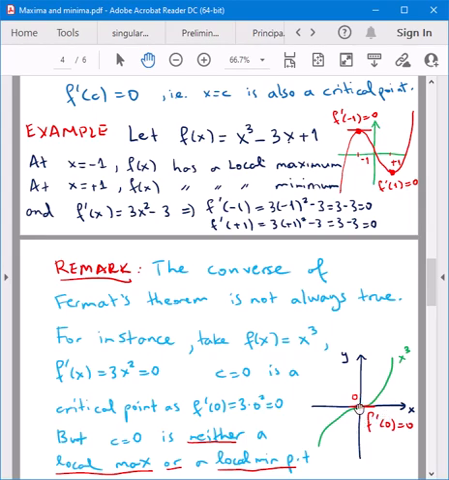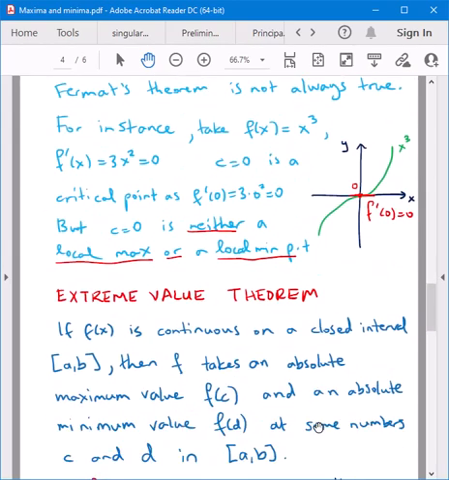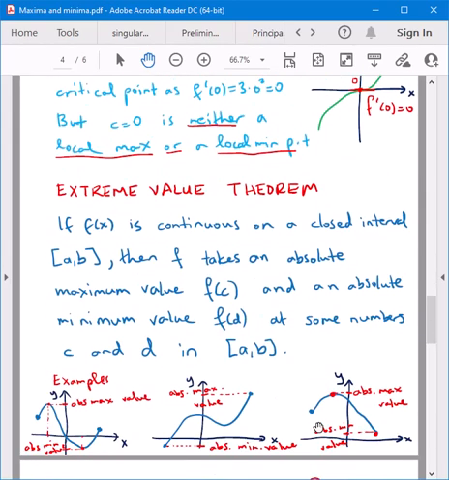So as you see, critical points are points where the derivative is 0 or the derivative doesn't exist. They could be local maximum or local minimum or neither. But all local maximums and all local minimums are critical points. But not all critical points are local maximum or local minimum. So this is what this remark is saying. And then there's an extreme value theorem.